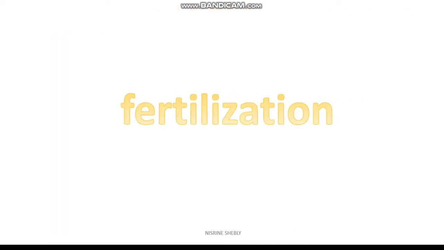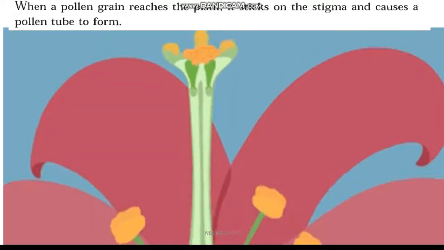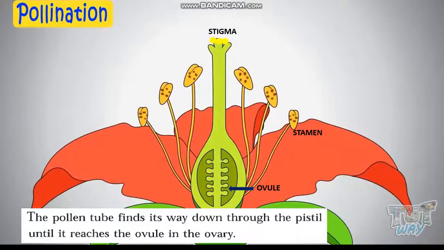Second step, the fertilization. What's the definition of fertilization? Before the definition, when a pollen grain reaches the pistil, it sticks on the stigma and causes a pollen tube to form. The pollen grain enters the ovules. The pollen tube finds its way down through the pistil until it reaches the ovule in the ovary.